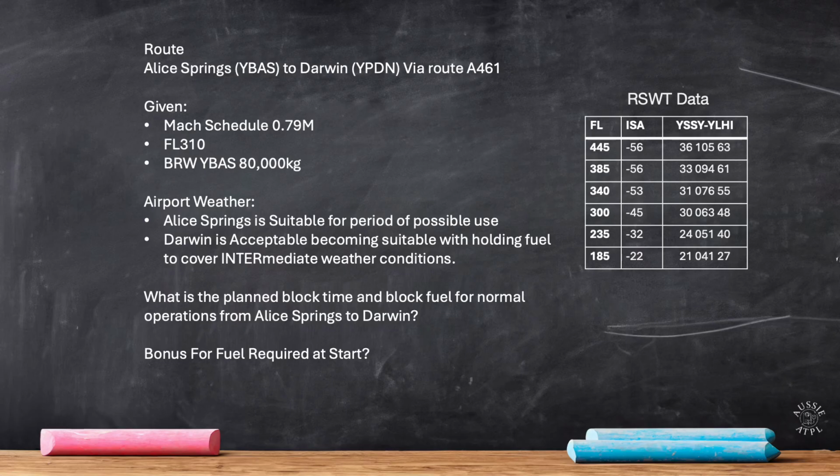Our task is to find the block time and block fuel for normal operations from Alice Springs to Darwin, and a bonus question of how much fuel is required at startup at Alice Springs to get us all the way to Darwin. So if you're a fair way through your studies, you can take a photo of this or pause it and finish the question on your own, then go through the working with us and see how you did. If you're still starting out or you're not sure, you can work through the question with us and see how you go along the way and get all the little time-saving tips that I have to give you.